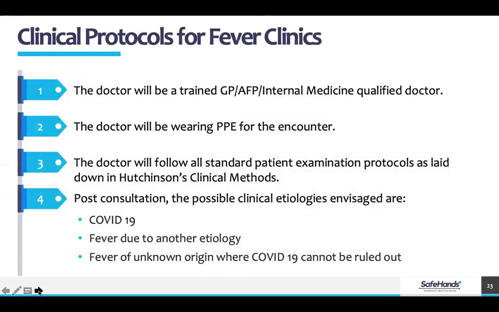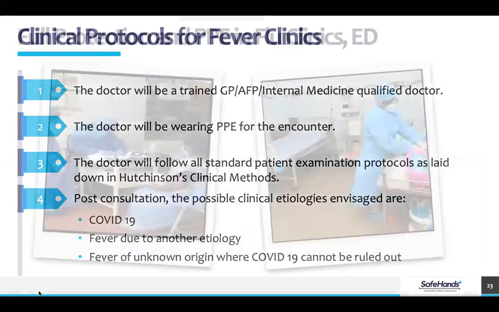Clinical protocols for the fever clinic. Doctor will be a trained GP or internal medicine qualified doctor. The doctor will be wearing PPE for the encounter. Doctor will follow standard patient examination protocol as laid down by Hutchison's clinical method. Post consultation, the possible clinical etiologies: the patient may be having COVID-19, or fever due to any other etiology, or fever of unknown origin where COVID-19 cannot be ruled out.